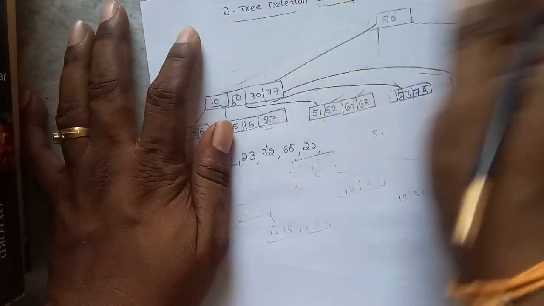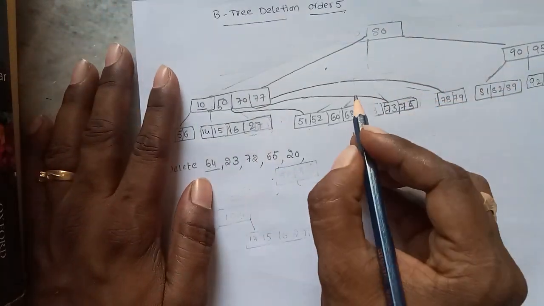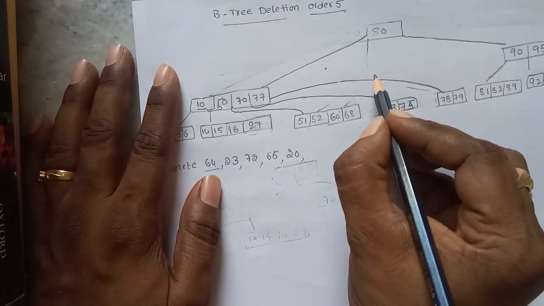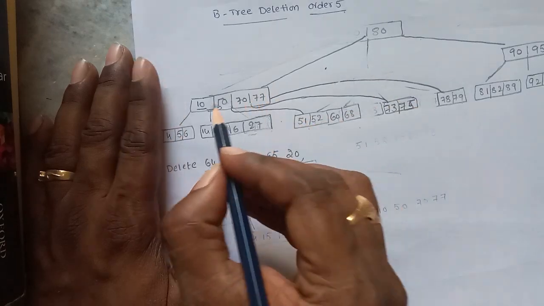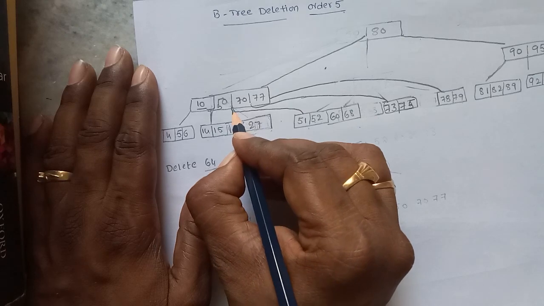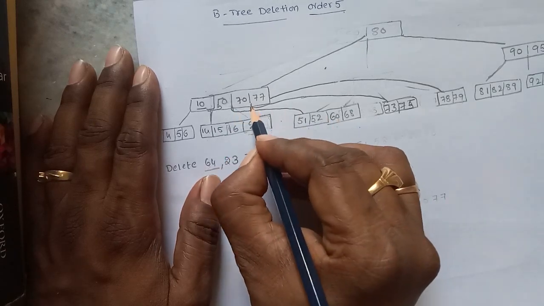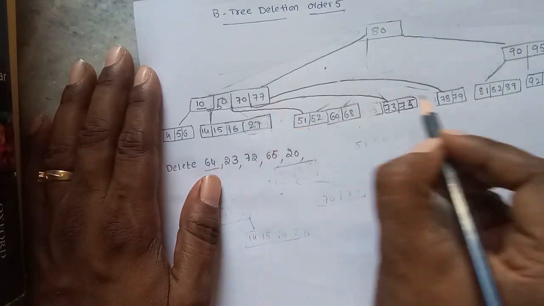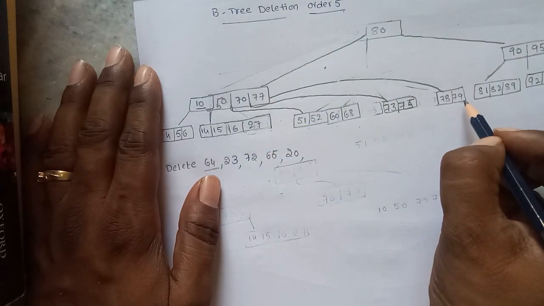What to do? Perform merge operation. After performing merge operation, the 70 and 77 are linked. So this one, 10 and 50, this is the link. For 50 right child is this one. For 70 this is the right child. For 77 this is the right child.